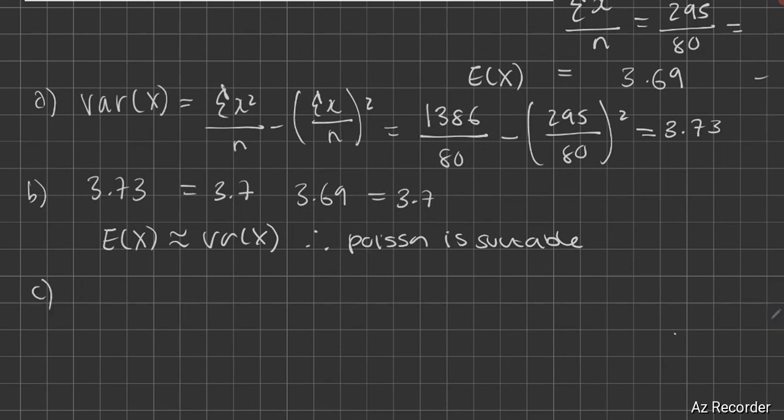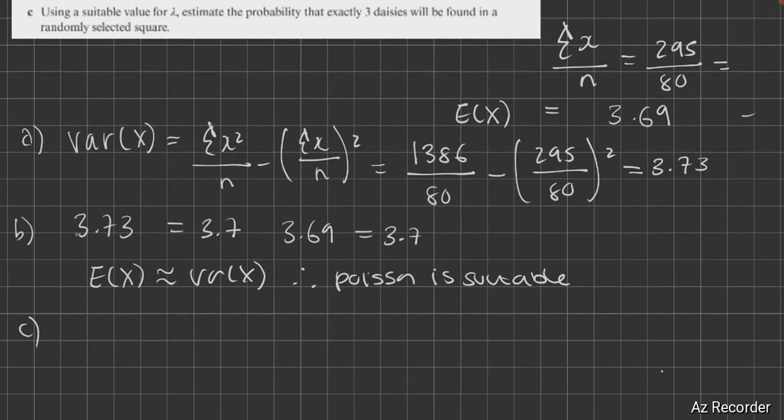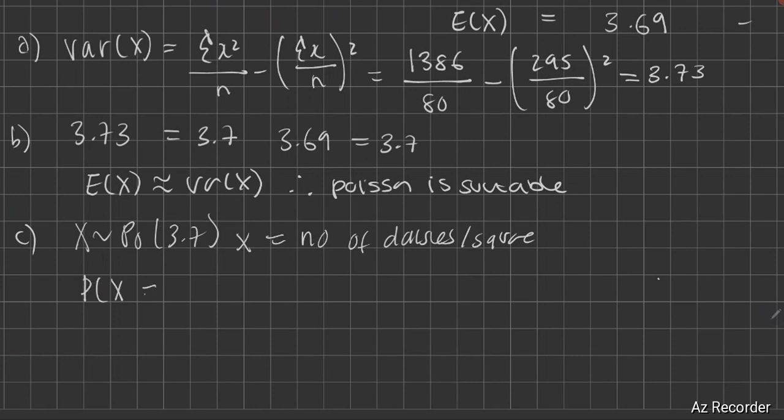So, using a suitable value for lambda, estimate the probability that exactly 3 daisies will be found in a randomly selected square. Well, we found that the mean here approximates the variance, and so we can simply use this approximation. So we can use X following the Poisson distribution of 3.7, where X is equal to the number of daisies per square, and then estimate the probability that exactly 3. So it's the probability that X is equal to 3.